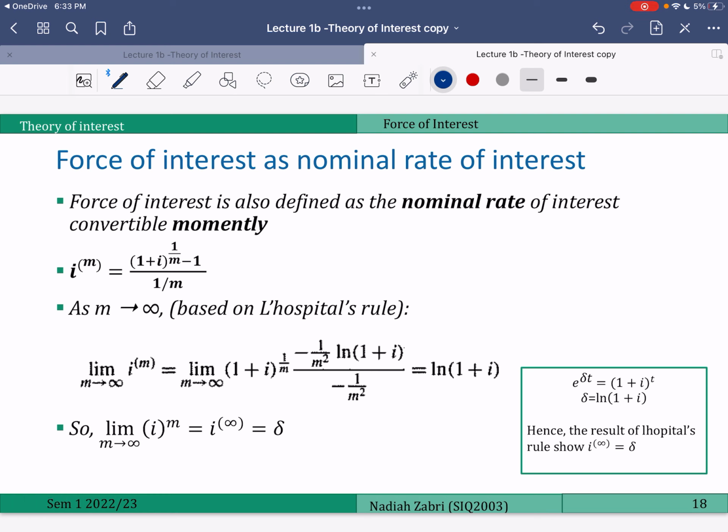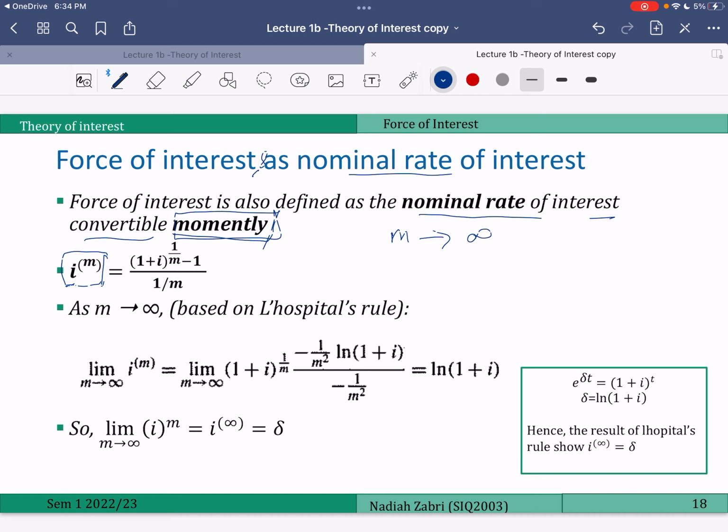Here I want to highlight that the force of interest, or your delta, is actually a form of nominal rate of interest. Hope you remember, the nominal rate of interest is i upper m. The force of interest is actually the nominal rate of interest compounded momently. Momently means our sub period is really small. So how many sub periods do you have? Our m approaches infinity.